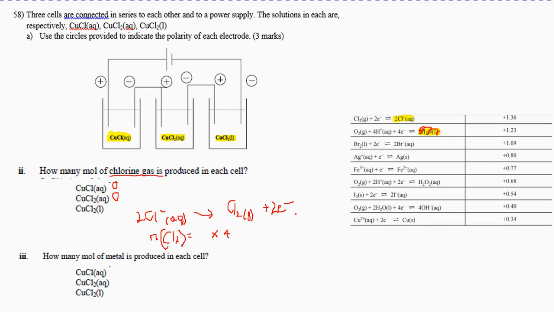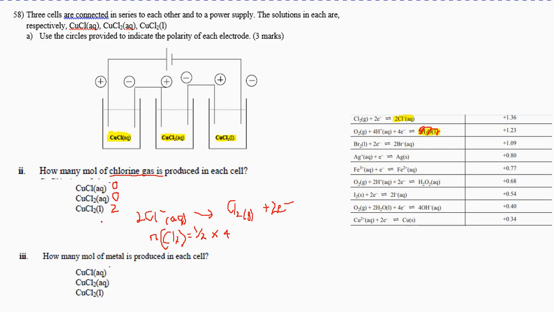Here we've got 2 electrons, so I'm going to times the 4 by half. Okay, so if you remember Faraday's second law, because I've got the 2 electrons, I need to divide that by 2, or multiply it by half. So I'm going to end up with 2 moles of chlorine gas being produced in this last cell. Okay, because 2 moles of electrons is used to produce 1 mole of chlorine. So if you remember Faraday's second law.